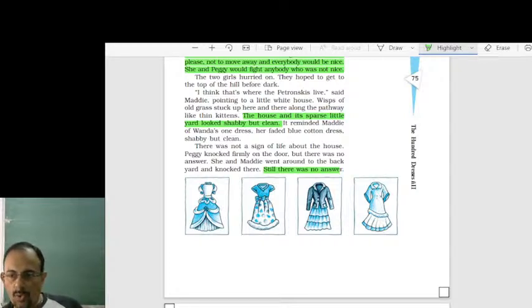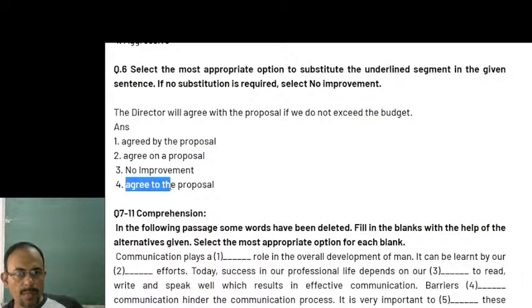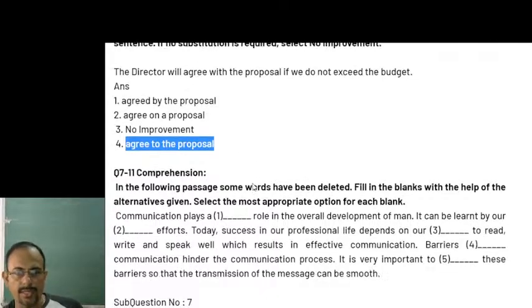Mrudula says 6-4, and Shreyas says agreed by the proposal. Okay, so let's see. Agree to the proposal is correct. Mrudula is correct this time. Thank you, Mrudula. Congratulations. Okay, next.